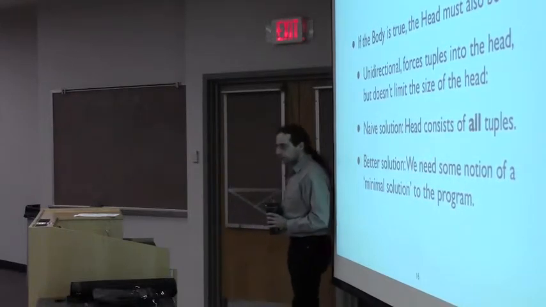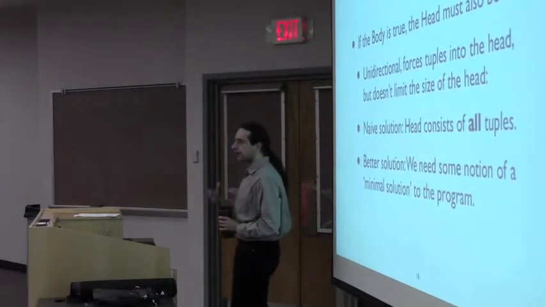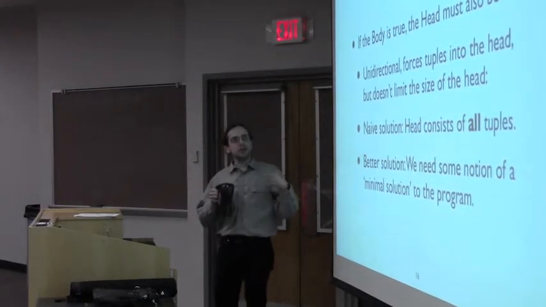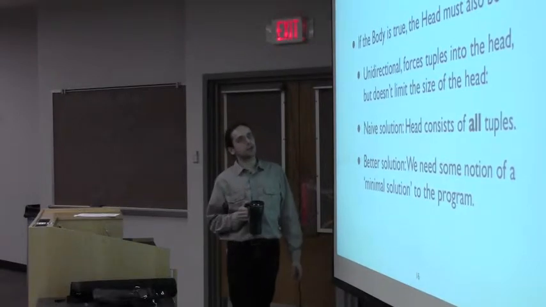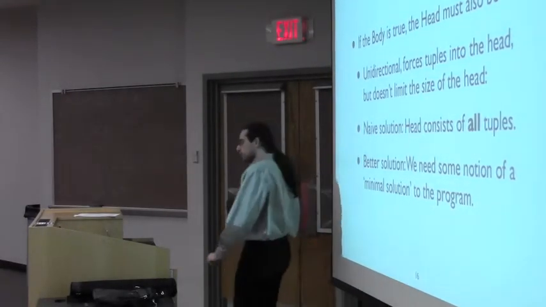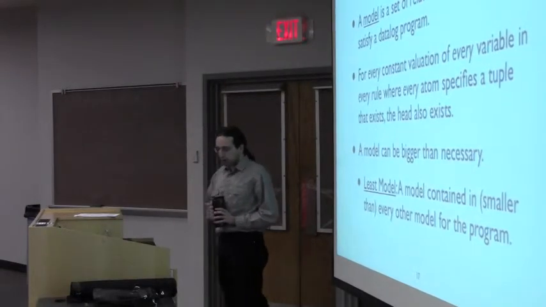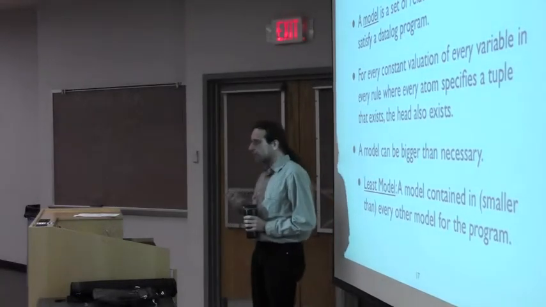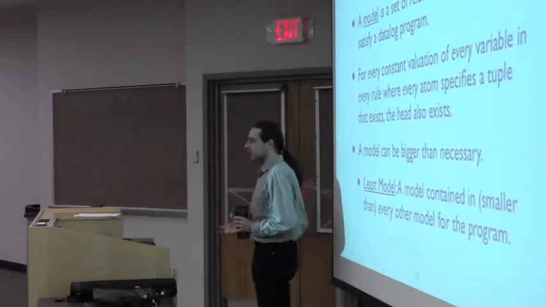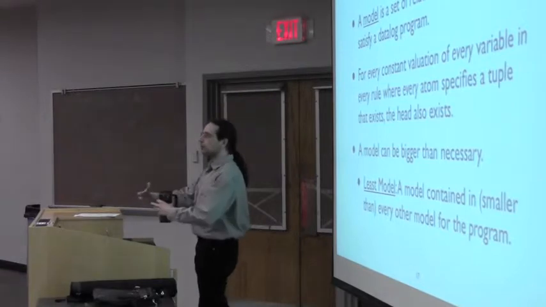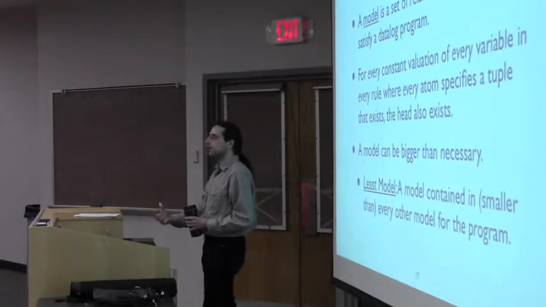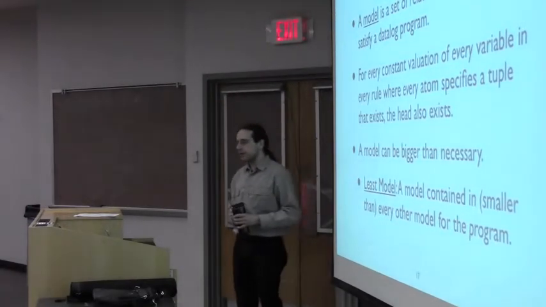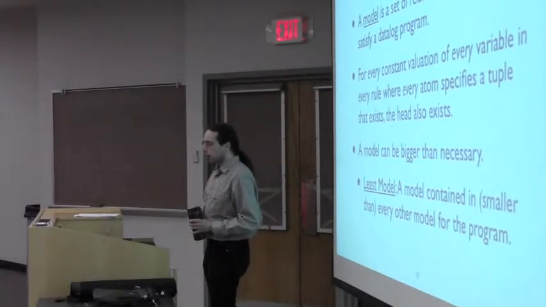So what we need is some way of defining what a minimal solution to the program is. We need basically the minimal set of attributes that satisfy this particular condition. So I'm going to define a term, the model. A model is a set of relation instances that satisfy a datalog program. So basically, I give you a model, that is to say a set of relation instances, and a datalog program, and you can tell me whether that datalog program's conditions are all satisfied.